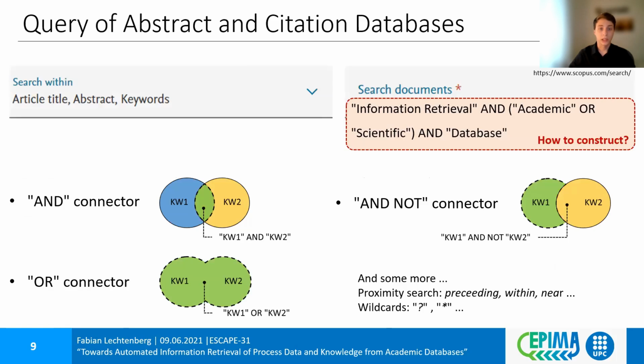When constructing query strings in databases, you use operators to connect a set of keywords that describe your research interest. On this slide, we illustrate the most common of such operators. An example search string to inform yourself about the topic of this presentation could be the one shown here. But how would you construct such a string? This is a non-trivial question, and there are a few tools out there to help with this task.